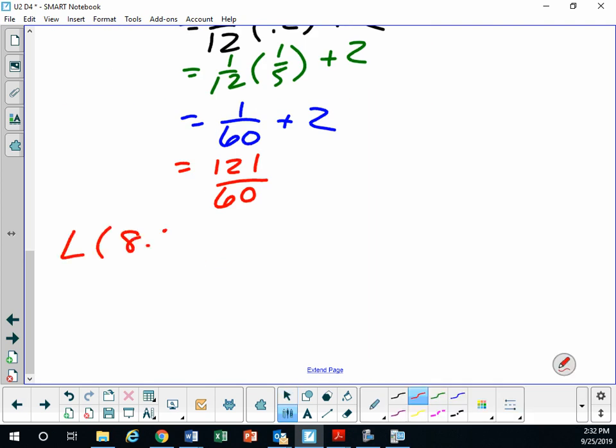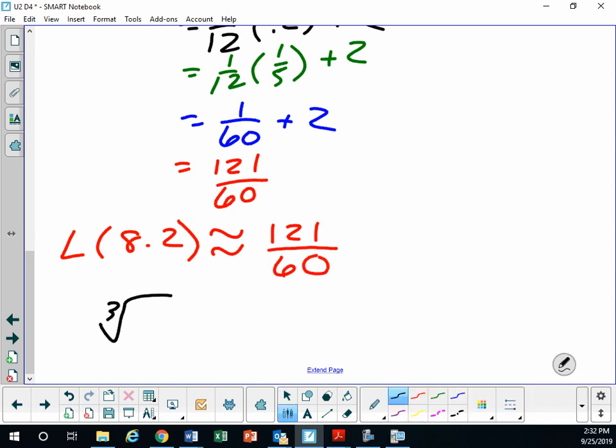The cube root of 8.2 is approximately 121 over 60. And you can check. The cube root of 8.2 is approximately the same thing. And you can check that. I'm not actually going to show you the check for that.